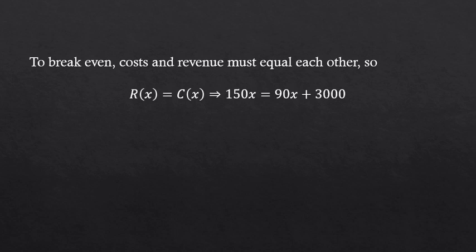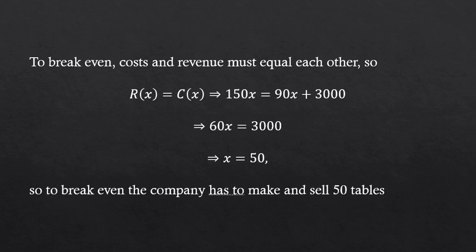And now we're just going to solve for x. We're just solving a basic linear equation like we did earlier on in the course. I'm going to subtract 90x from both sides. That gives me 60x equals 3,000. And divide both sides by 60. That leaves me with x equaling 50. So in order to break even, the company has to make and sell 50 tables.